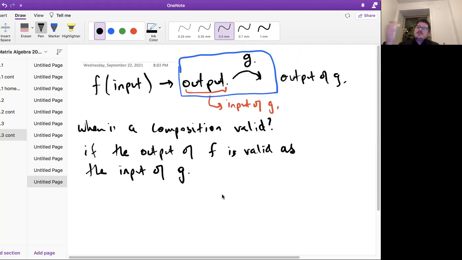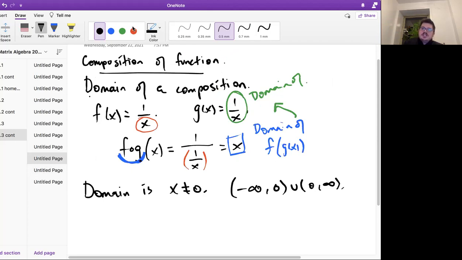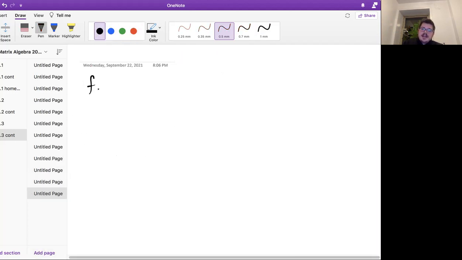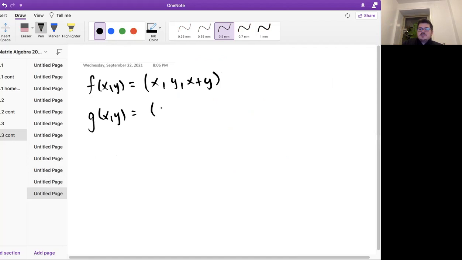So when thinking of a composition, we need to think about the output of one function and how it aligns with the input of the other. You asked for an example that's invalid. Sure. Here's an example. Let's say f of x, y is equal to (x, y, x plus y), and g of x, y is equal to (y, x, x plus y). Can you compose those two things?